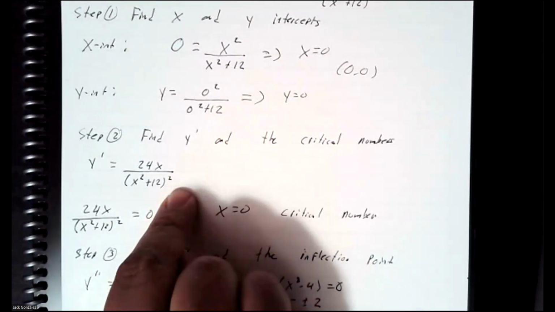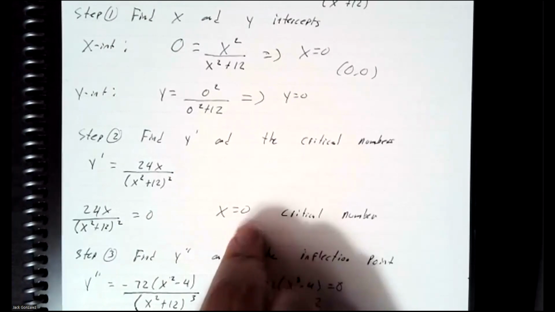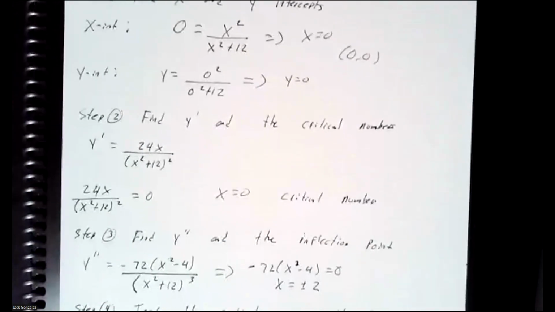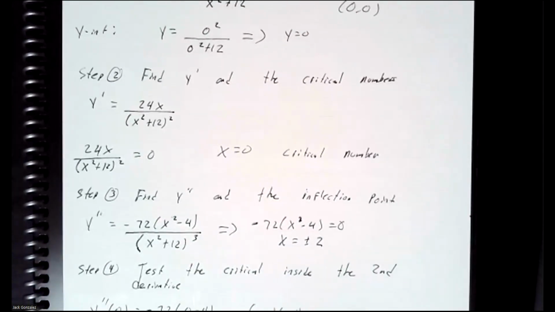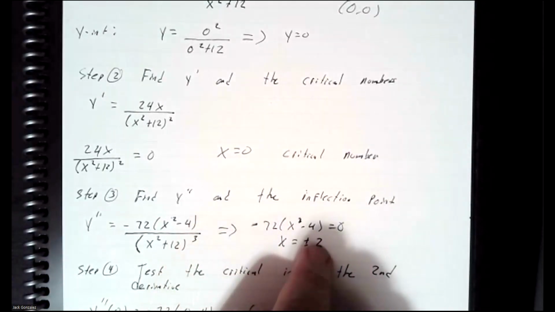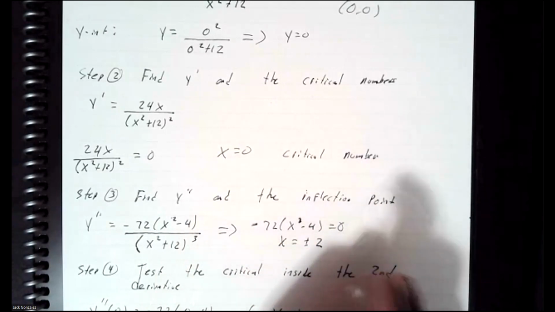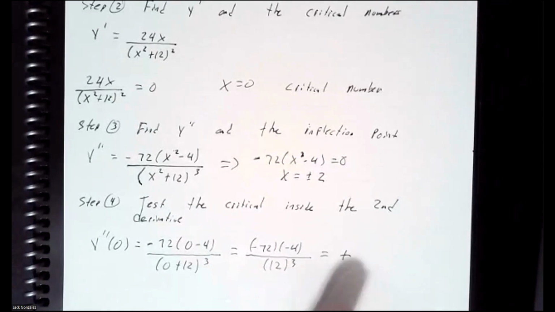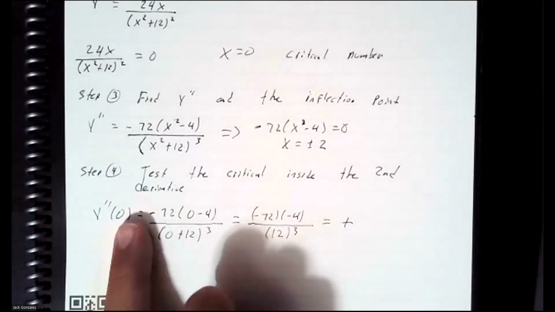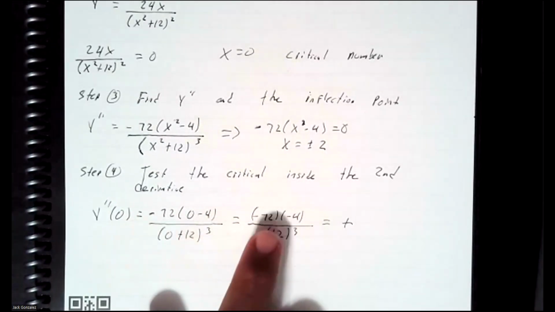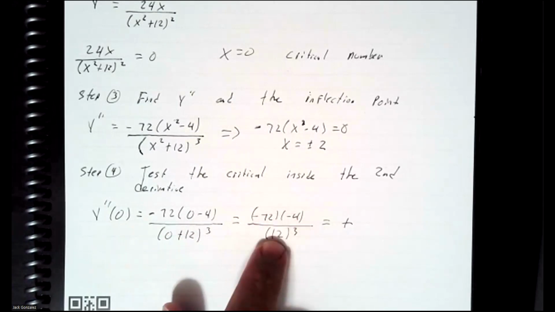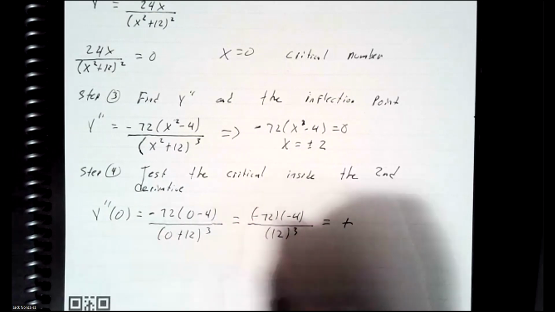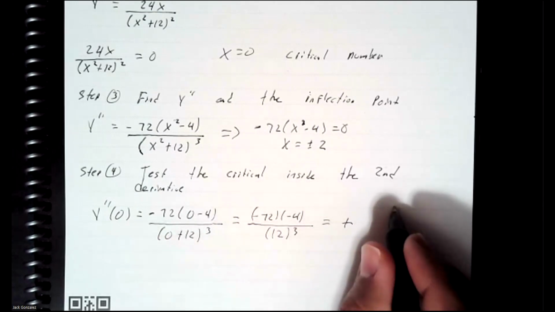Take a derivative, set that to 0, find your critical number. We only have one. Take the second derivative and find the inflection points again. And we end up having two of them, -2 and 2. So we'll graph that in a moment. Plug in your critical number into the second derivative, and it's going to be plus, right? You see that negative, negative, positive. So we have a minimum.